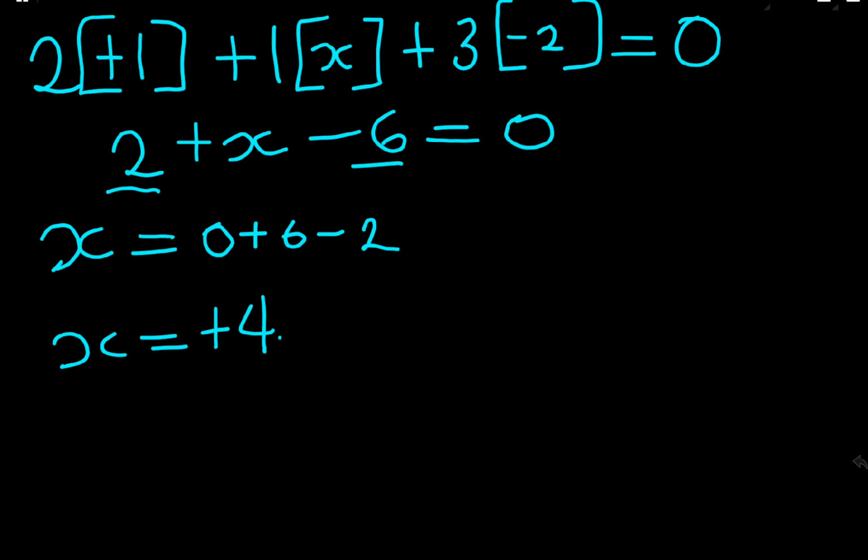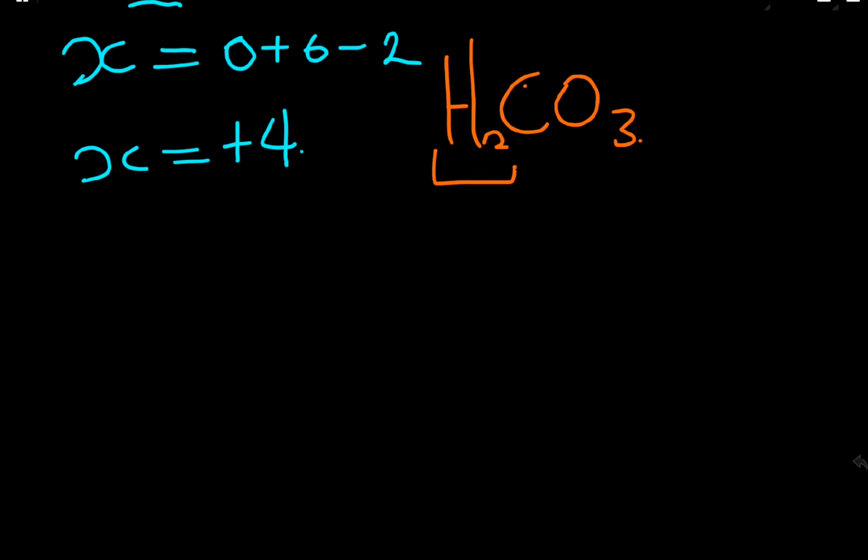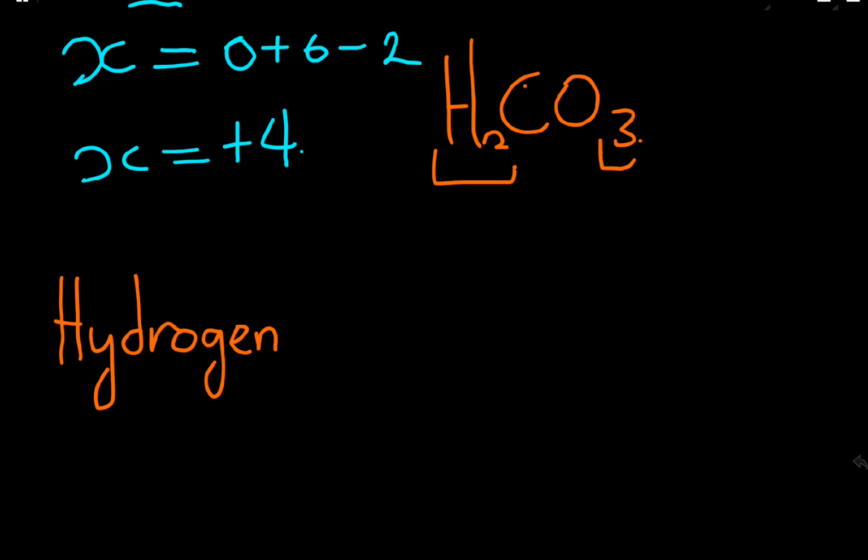Next, how do we name H2CO3? I would write it here again. H2CO3. The first thing is the hydrogen. We write out hydrogen and it becomes hydrogen. Next, the number of oxygen, which is the last element. We go to the last element, that's oxygen, and the number of atoms of oxygen here is 3.